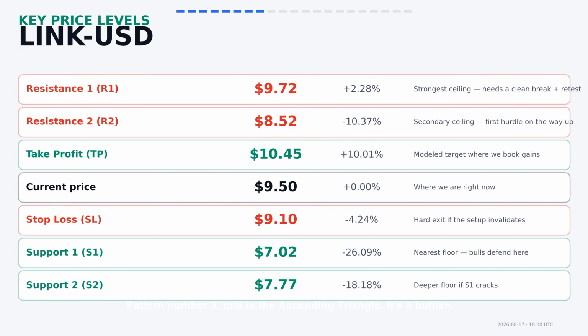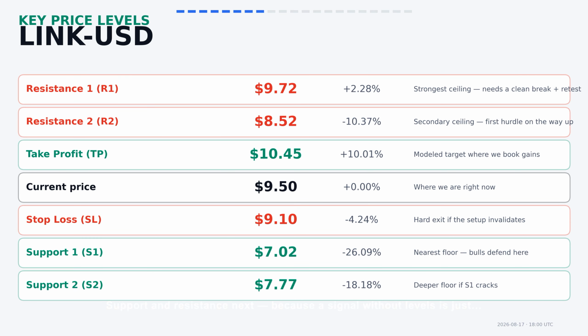Support and resistance next. Because a signal without levels is just an opinion. On this slide, you've got 2 resistance levels above price, 2 support levels below, plus our TP and SL inside that range. If price breaks above R1 cleanly and holds it, that's the green light for the upside scenario. If it cracks below S1 instead, the long thesis is broken and you stand aside.